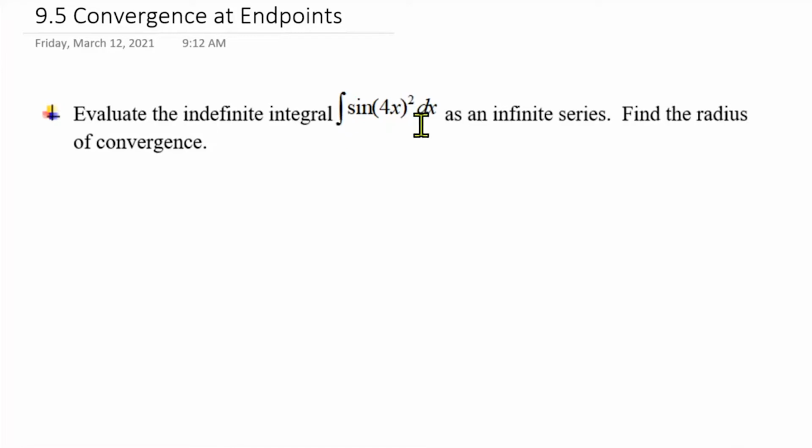Try to integrate that thingy. And your first reaction is, what is that? It's not sine to the fourth power, that we know how to integrate. This is sine, and then inside, 4x quantity squared. I certainly don't know how to integrate this thing, do you?